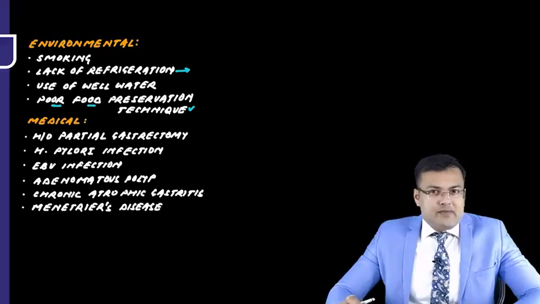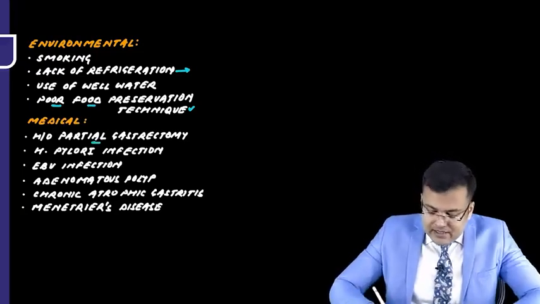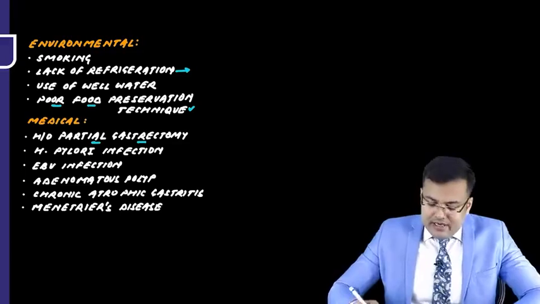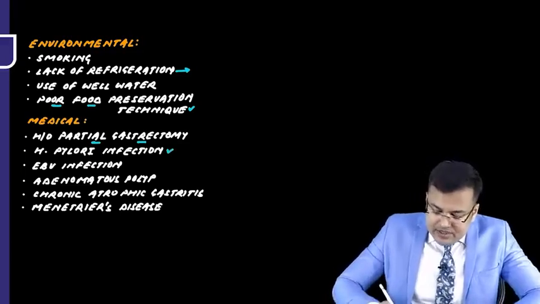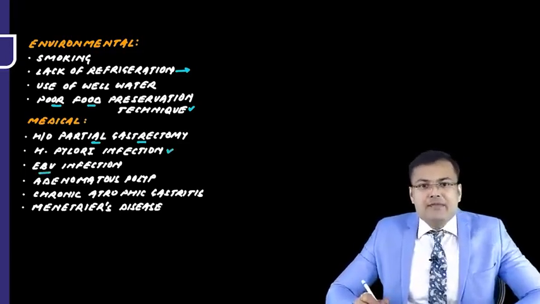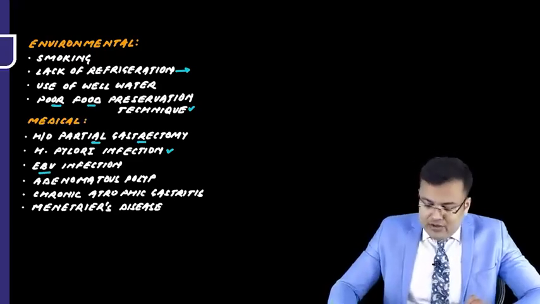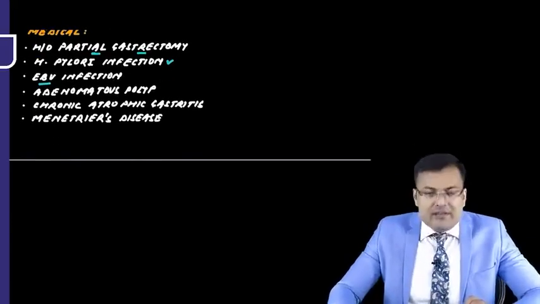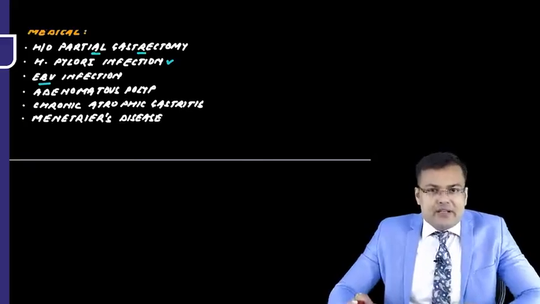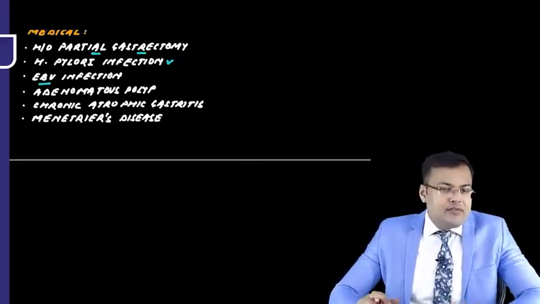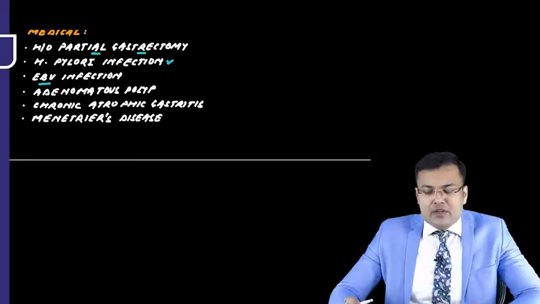Now see the medical risk factors. What happens if partial gastrectomy has been done? Patient is having infection with H. pylori, or patient is having Epstein-Barr virus infection, patients who are having adenomatous polyp, or patient is having chronic atrophic gastritis, Menetrier disease, all of these are going to increase the risk of carcinoma stomach.